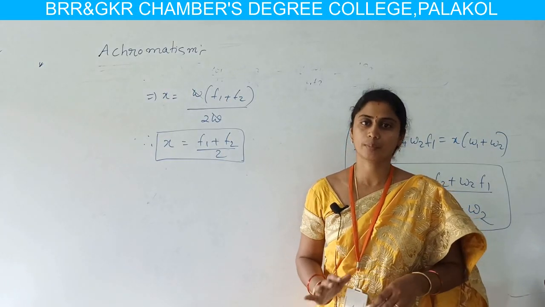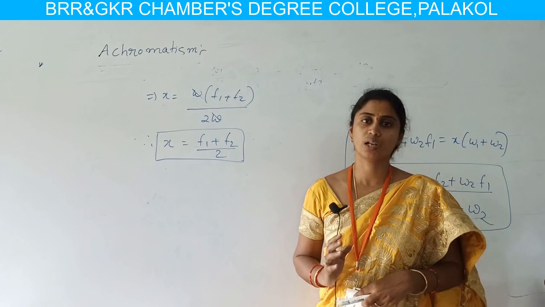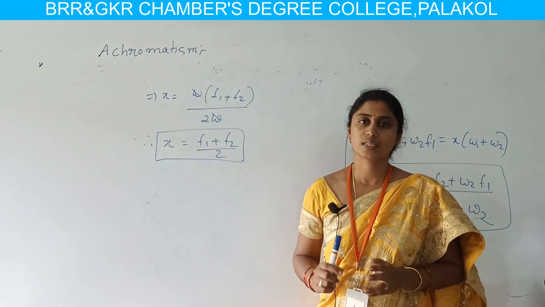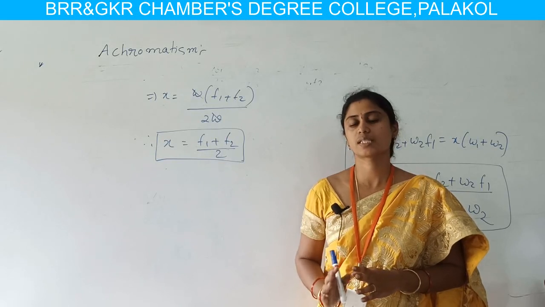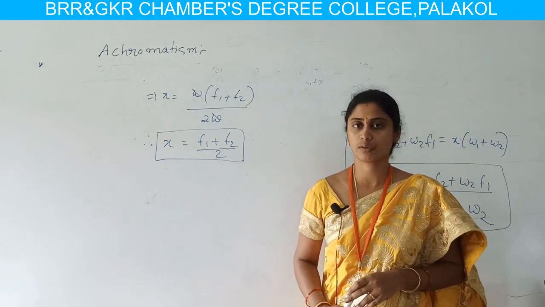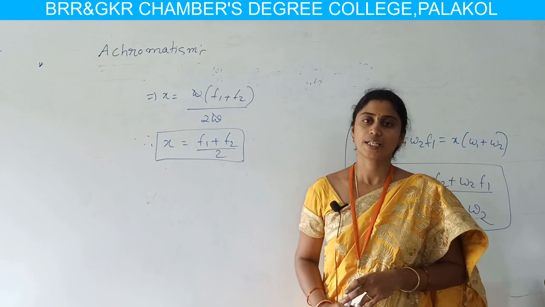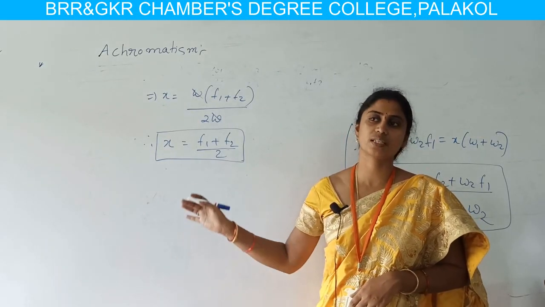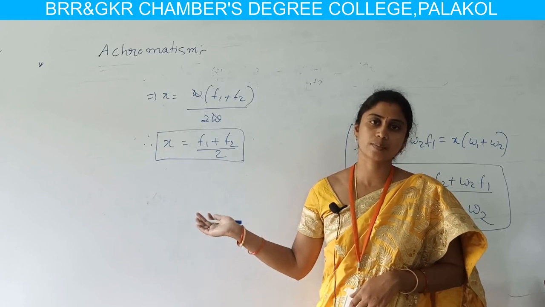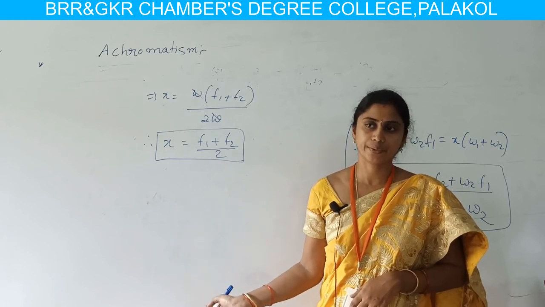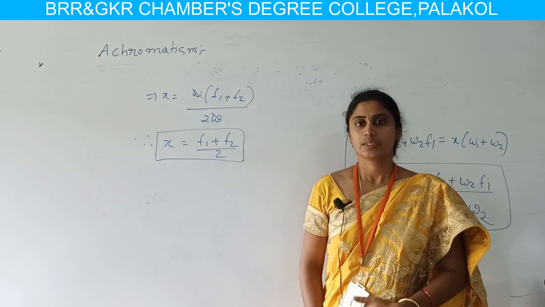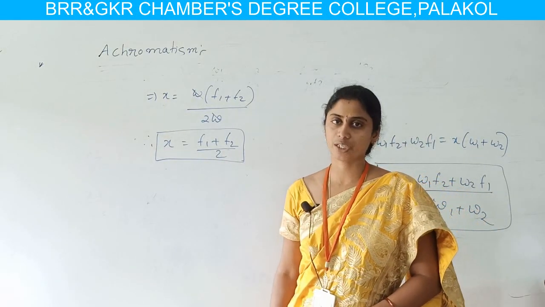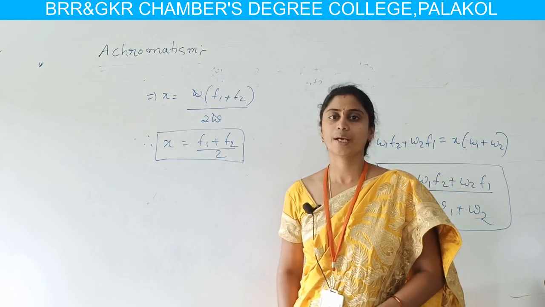This is about achromatism and removal of chromatic aberration, the achromatic doublet, when the two lenses are in contact and when the two lenses are separated by a distance. This is a very important topic from the examination point of view, and also a very easy topic, a simple mathematical derivation. So this is about achromatism. What is achromatism? The removal of chromatic aberration is simply said to be achromatism.